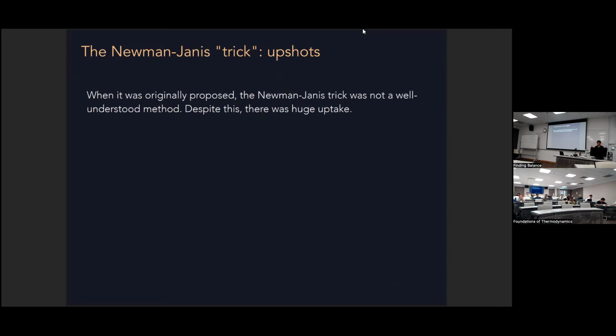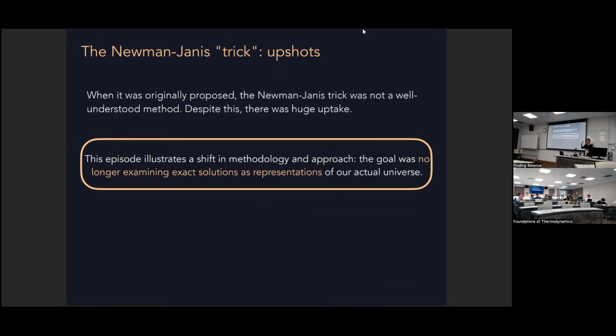So the moral of this story is that when it was originally proposed, it had not very well understood justification, and yet there was huge uptake. There were a lot of reapplications of the method without really good grounding of why it seemed to work. And depending on who you ask today, some might say we still don't really understand why it works. And I'd say that this episode illustrates a shift in methodology and approach. The goal isn't examining exact solutions as representations of the actual universe anymore.